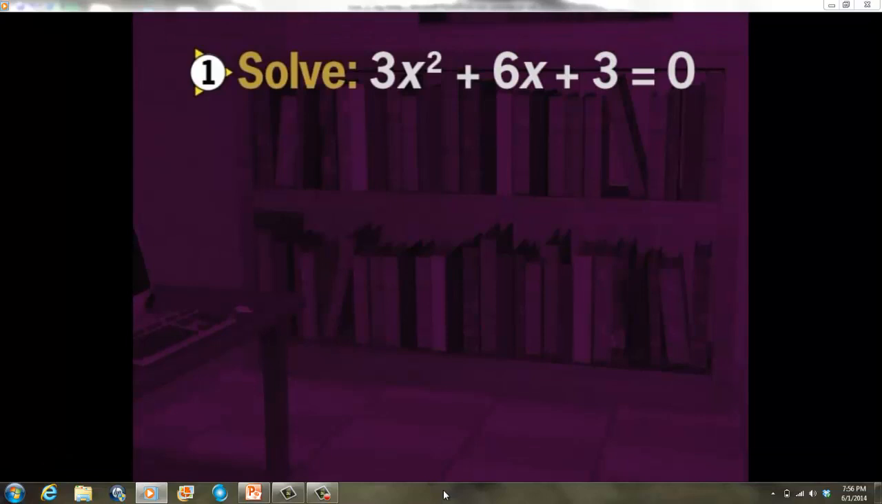This next example is example 8 on your guided notes. In question 1 of your guided notes, solve the equation 3x squared plus 6x plus 3 equals 0 using the quadratic formula.